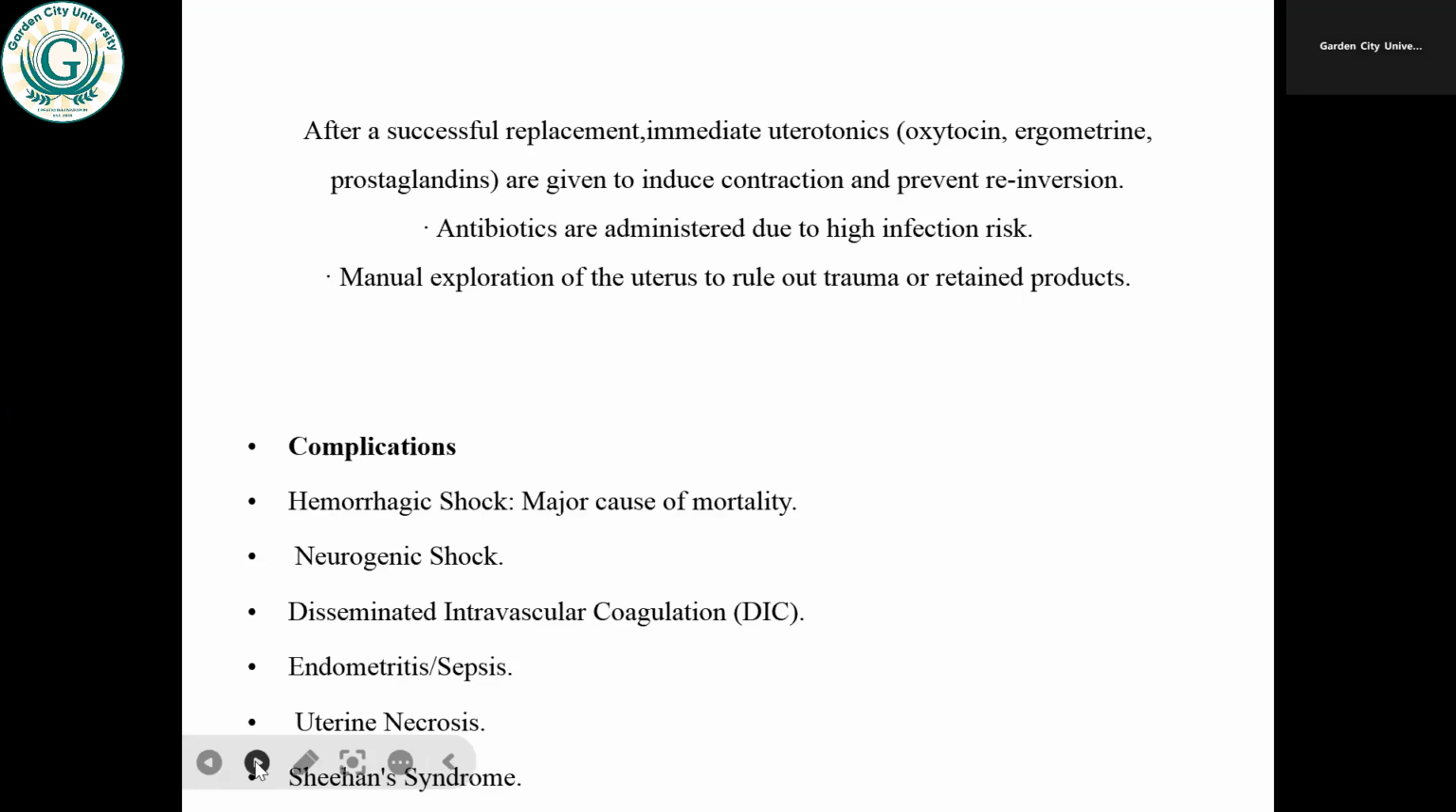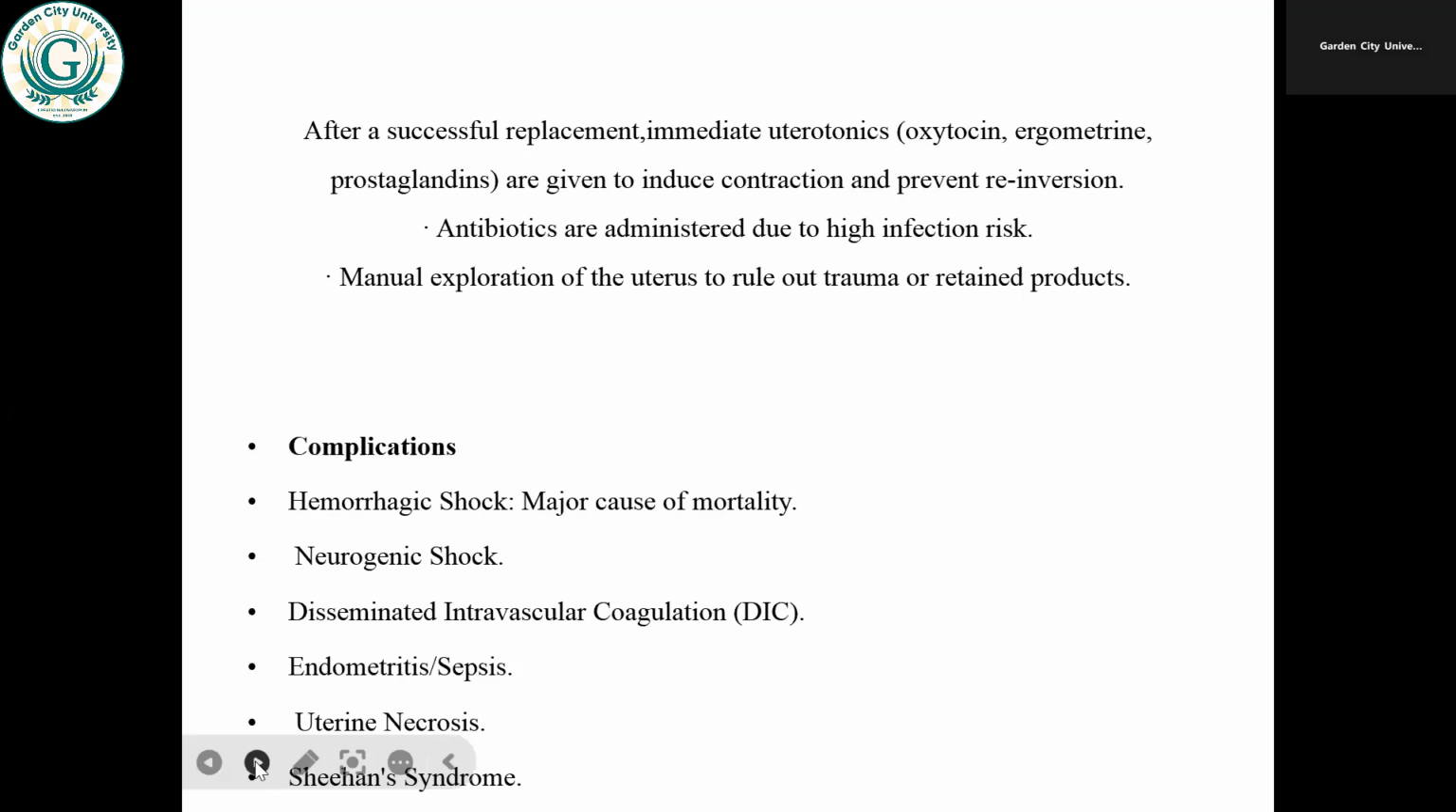Manual assessment of the uterus too should be done after the replacement to rule out trauma or retained products. I forgot to say this. When your manual replacement is successful and you have the placenta in situ, you will have to conduct a manual removal of the placenta. You cannot pull the cord out since there could be a reinversion again.